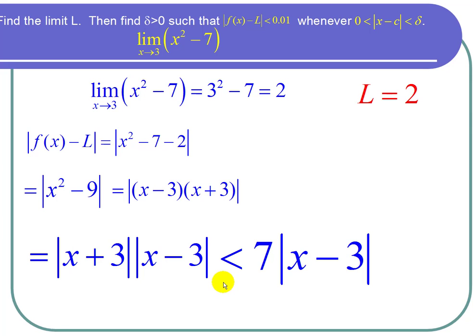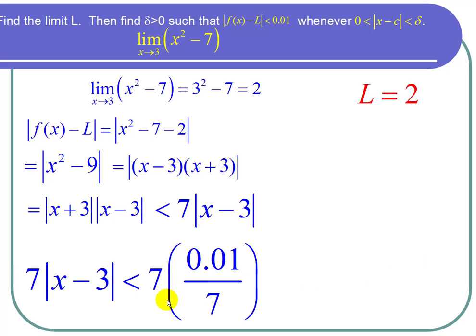So what I do next is I think, well, I want to be less than 0.01. So if I multiply the 7 times 0.01 divided by 7, that will give me my 0.01. And now we're in good shape. We can see that x minus 3 can be substituted in as 0.01 divided by 7.